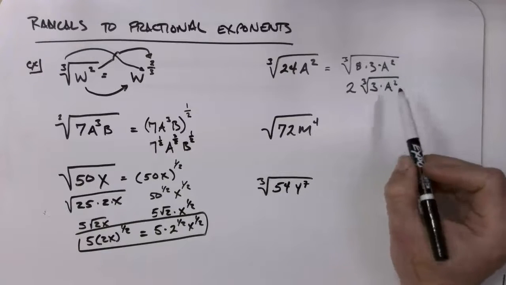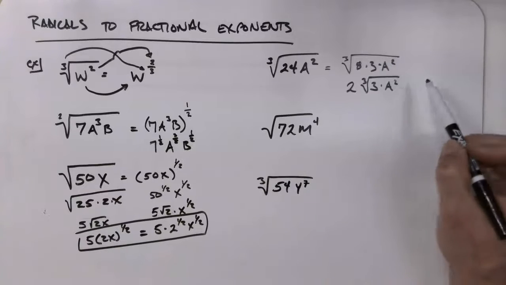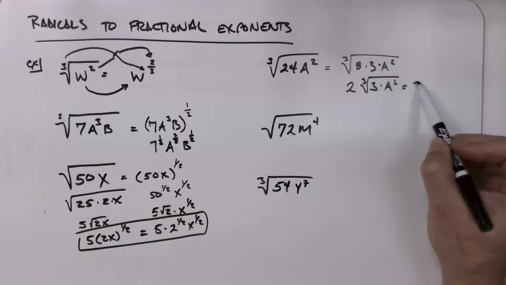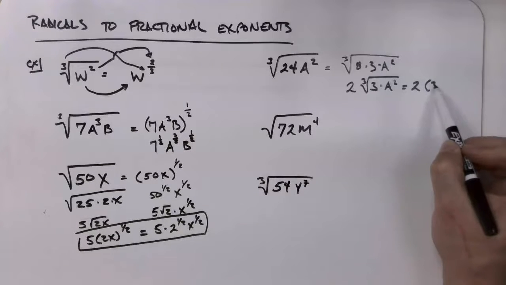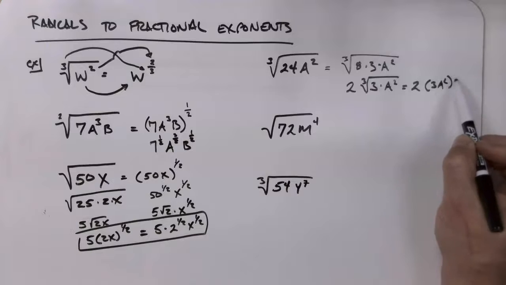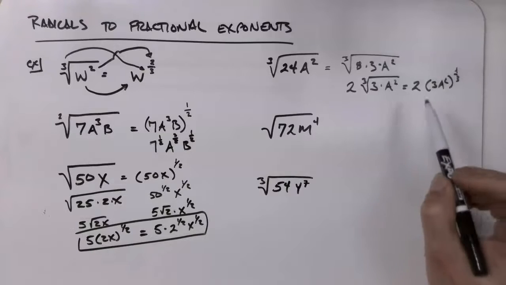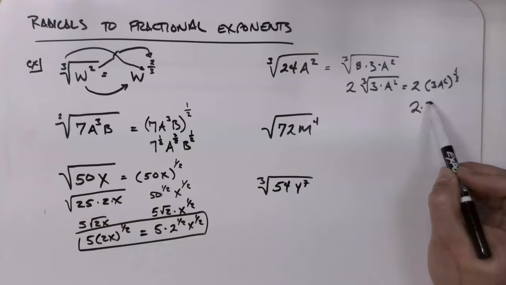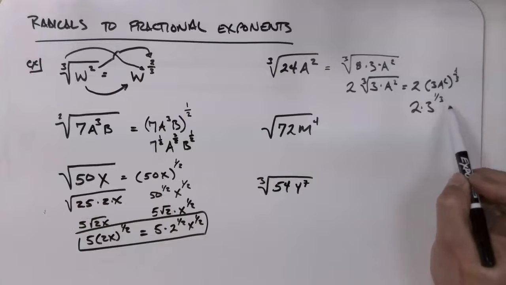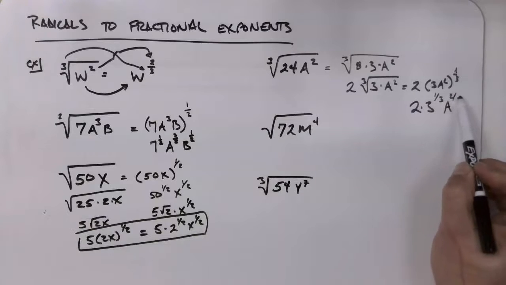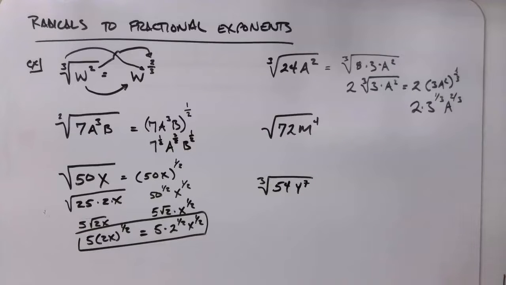So now here I would say, all right, I've got the 2 out front, and I'm now going to say I've got 3a squared to the 1/3. Then I can bring that in, and I can say this is 2 times 3 to the 1/3, a to the 2/3. Okay. All right, how about this one, 72?